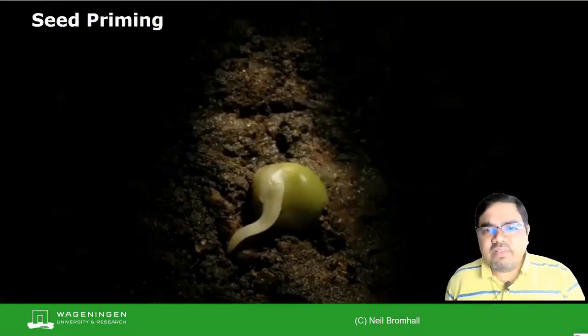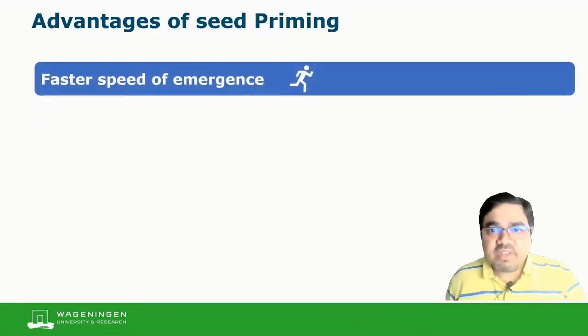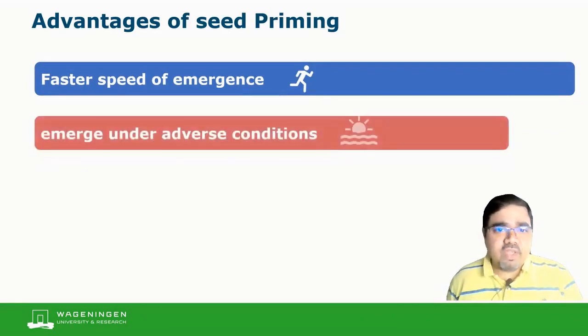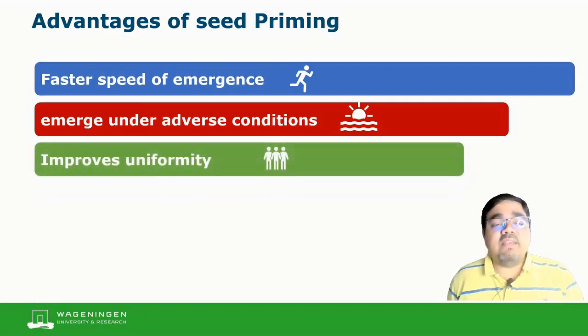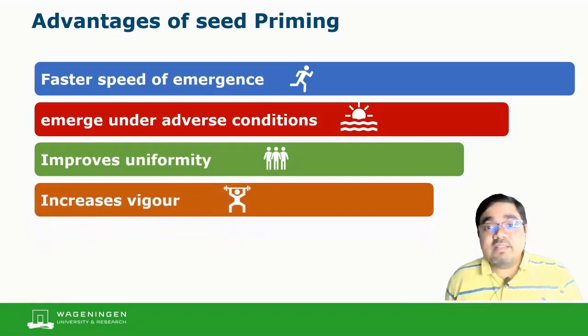There are several benefits of seed priming, and they include faster speed of emergence. It enables seeds to germinate and emerge even under adverse agroclimatic conditions, for example, in cold and wet or under hot conditions. It improves uniformity to optimize harvesting efficiency and saves irrigation. It increases vigor for fast and strong plant development, and in turn, this attribute increases yield potential.